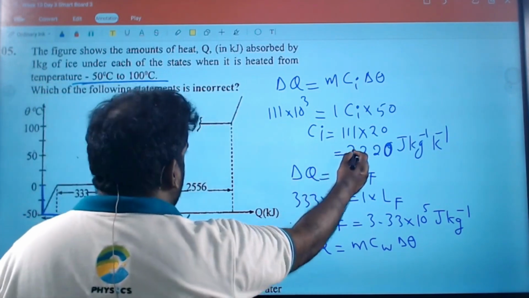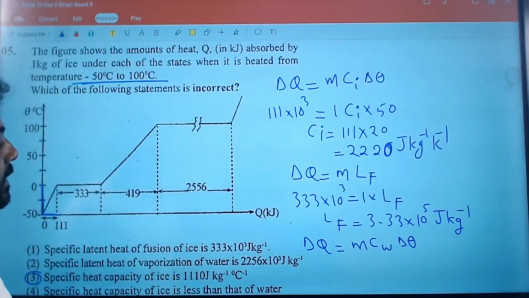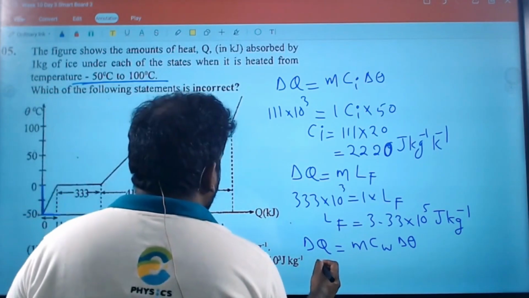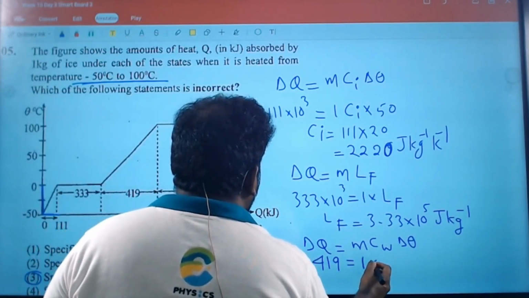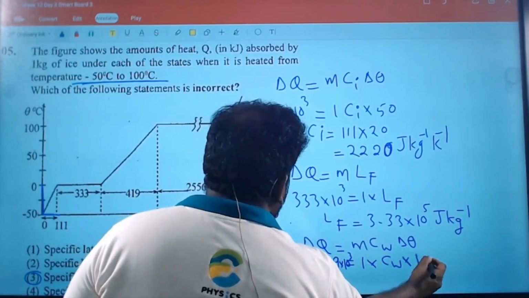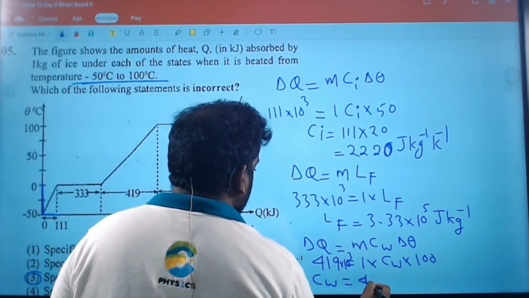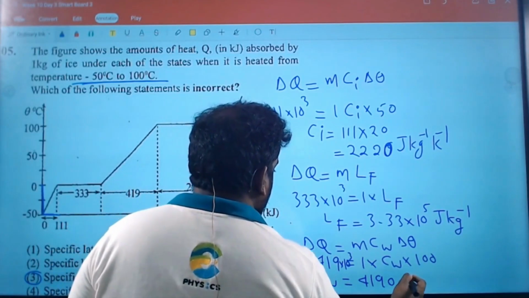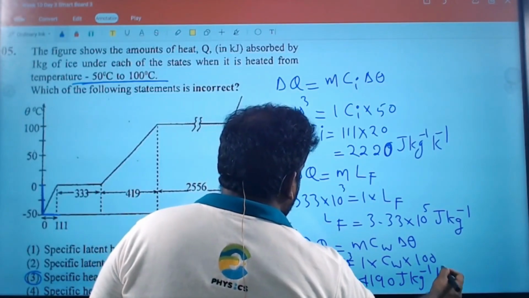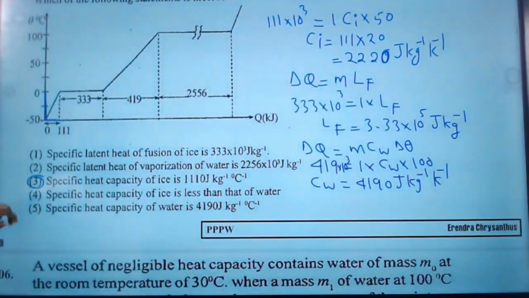Because here specific heat capacity of ice is not 110, it is 2220. But I'll just do this part and finish it off. 490 kilojoules. Change in temperature 100. CW is equal to 4190 joules per kilogram per Kelvin. Correct. So third one is the wrong one.